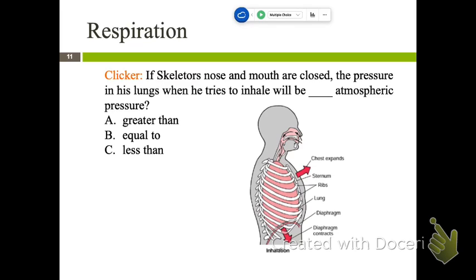So what does that mean? What's happening to the pressure inside of our lungs? And why?